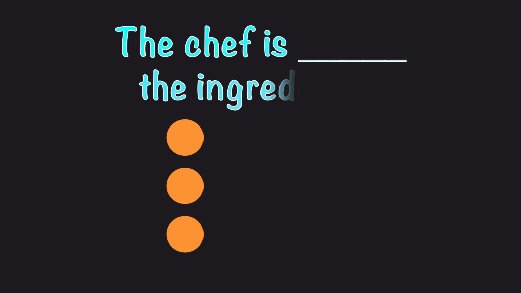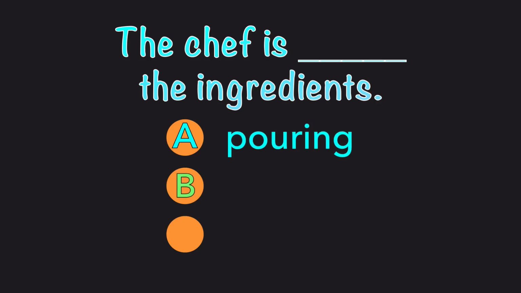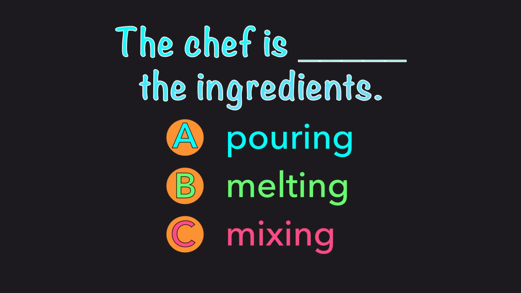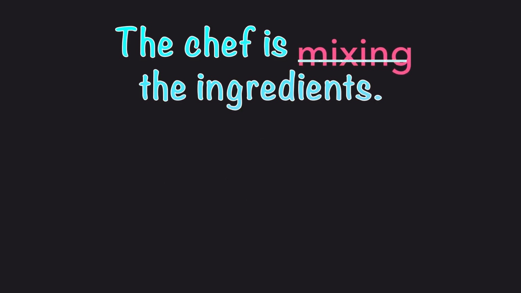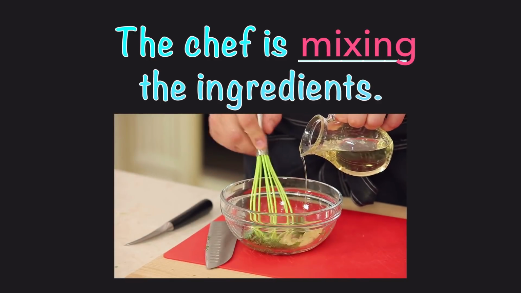The chef is the ingredients. A. Pouring, B. Melting, C. Mixing. C. Mixing. The chef is mixing the ingredients.